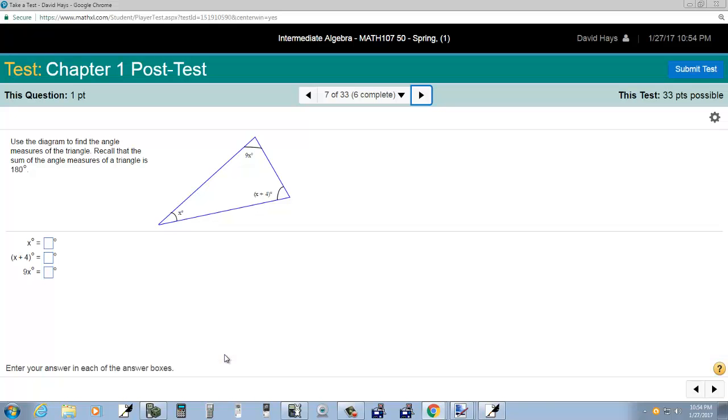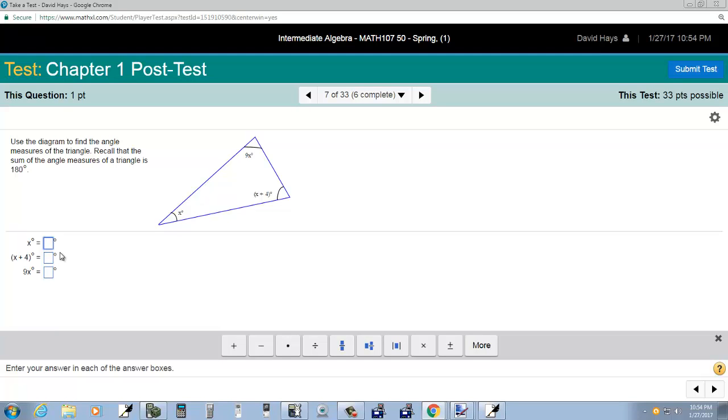Okay, this is 16 then. This will be x plus 4, so 16 plus 4 is 20. And this will be 9 times 16, which is 144, 164, 174, 180. 150, 160. Okay, that checks.